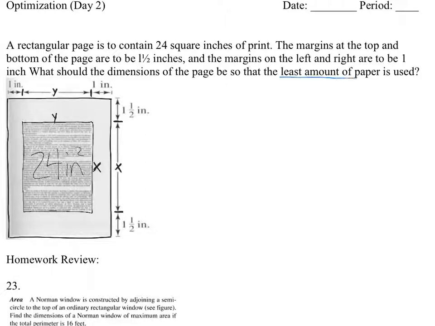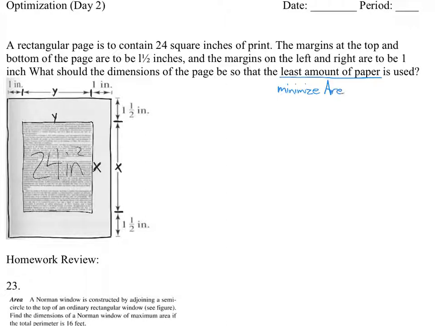Now, if I'm talking about the least amount of paper, obviously we're minimizing something, but what are we minimizing? The XY space? Now, the XY space has to be 24 square inches. The outer, the empty space. The area of the empty space. Area, okay? Area. We're minimizing area of the page.